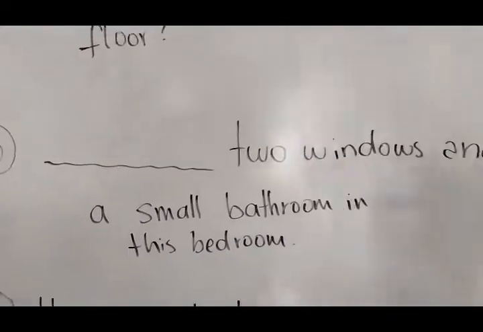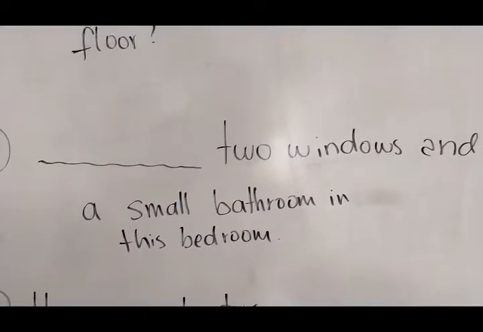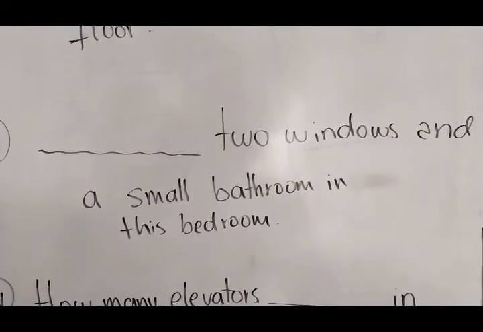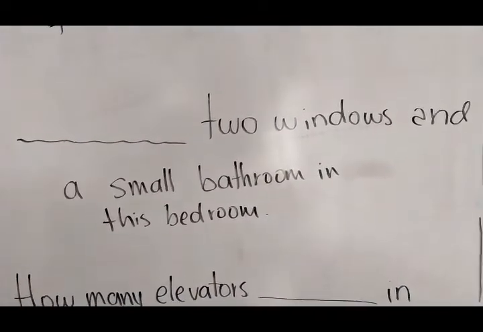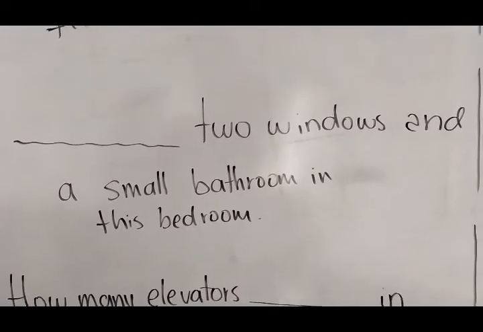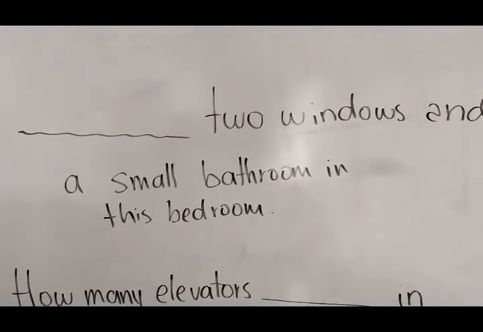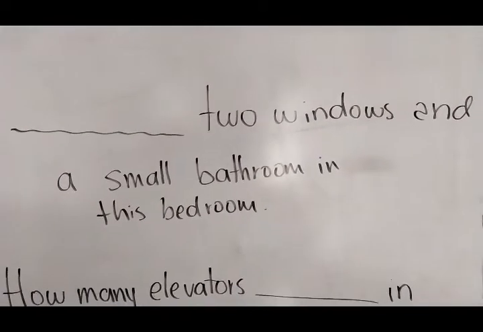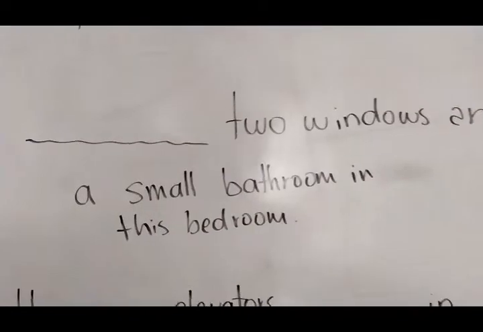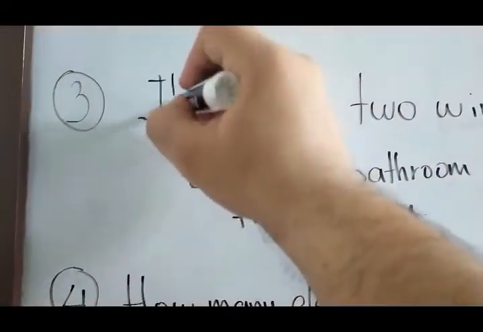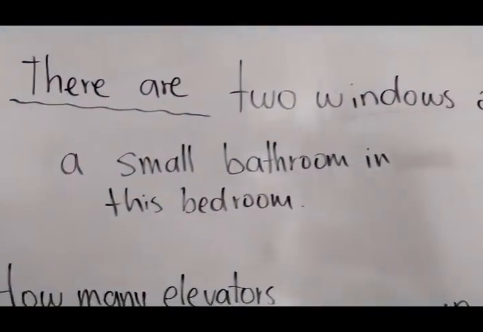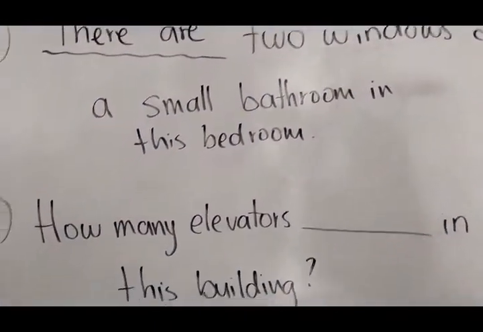Vámonos con la número 3. Let's go. Number 3. Two windows and a small bathroom in this bathroom. Ahí nos estarían diciendo que hay 2 ventanas y un pequeño baño en este cuarto. Como estamos hablando de varias cosas, we are talking about plural. In this case, we use there are. Hay 2 ventanas y un pequeño baño.